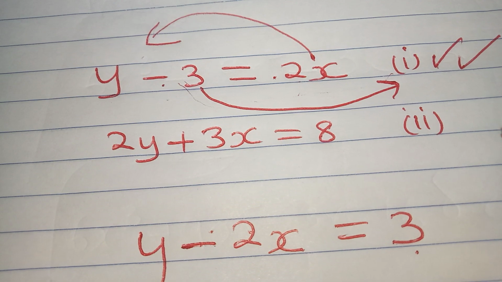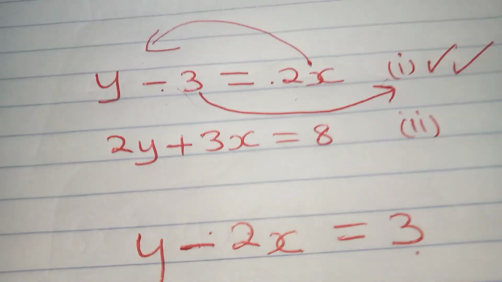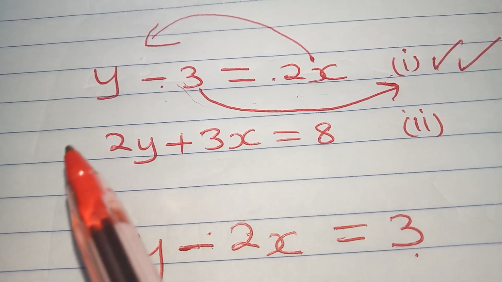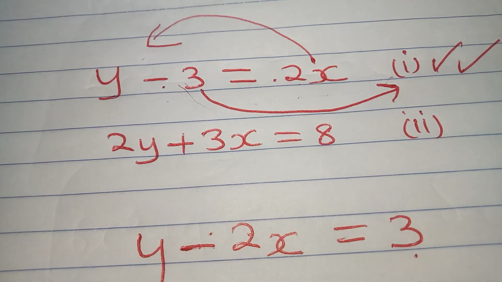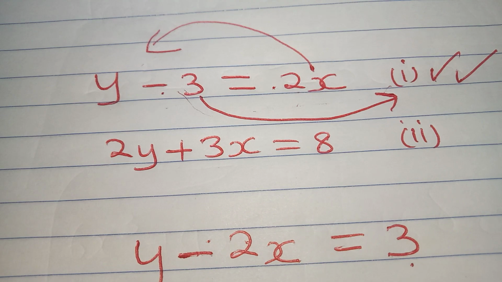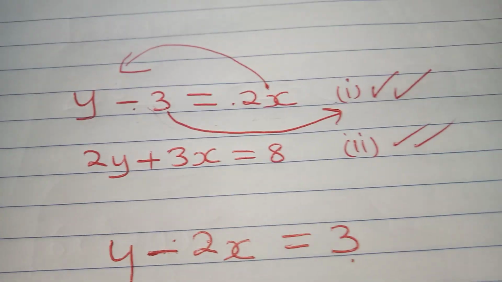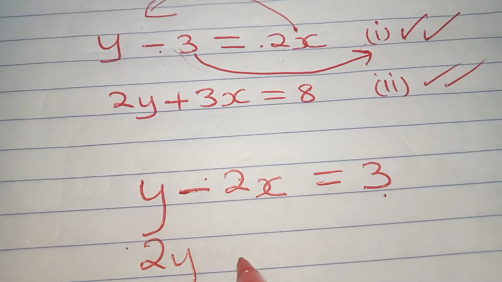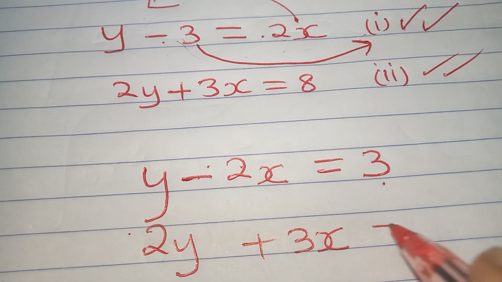Now I'll come back to the second equation and look at it. Is it given in such a way that it has the y and the x on the same side and the constant on the other side of the equal sign? Yes, it is. So I'll just drop it down here: 2y plus 3x is equivalent to 8.